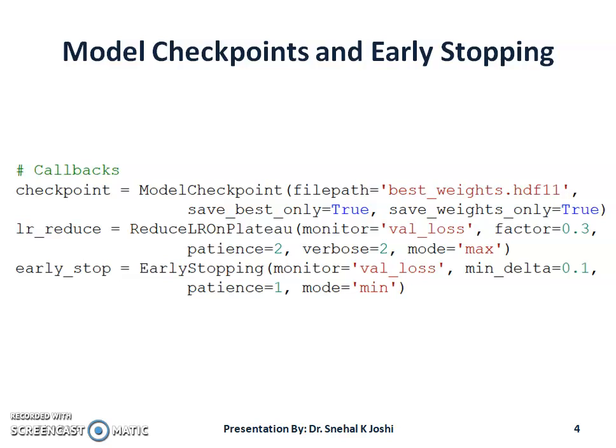First is factor. Factor is the amount by which the learning rate will be reduced. In general, we can represent it as new LR equals LR multiplied by factor. LR stands for learning rate. Second is patience. Patience is the number of epochs with no improvement, after which the learning rate will be reduced.